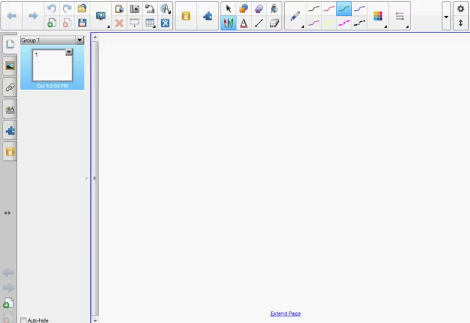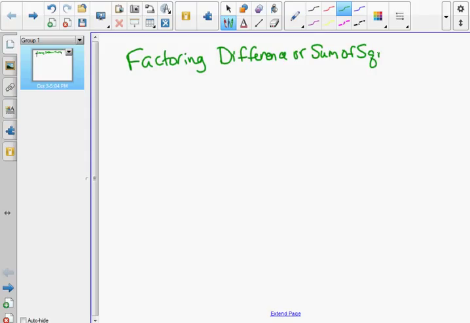This video is going to cover factoring, specifically special patterns. So we're going to be looking at factoring the difference or sum of squares. And we will also look at factoring the difference or sum of cubes as well. But we're going to get started with the squares.